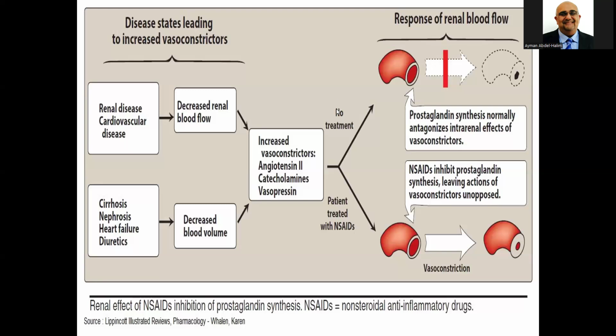While if there is no treatment and no NSAIDs, prostaglandin synthesis normally antagonizes the effect of the vasoconstrictors. So this is how NSAIDs work, reducing the renal blood flow.